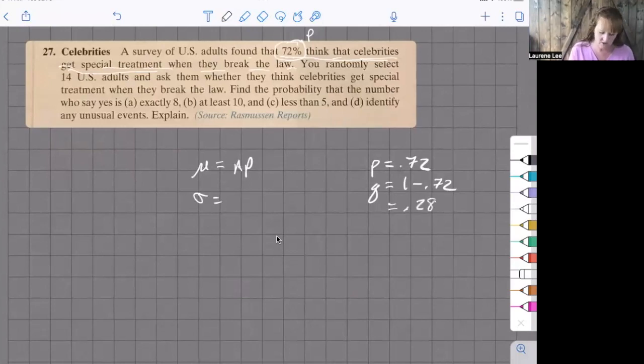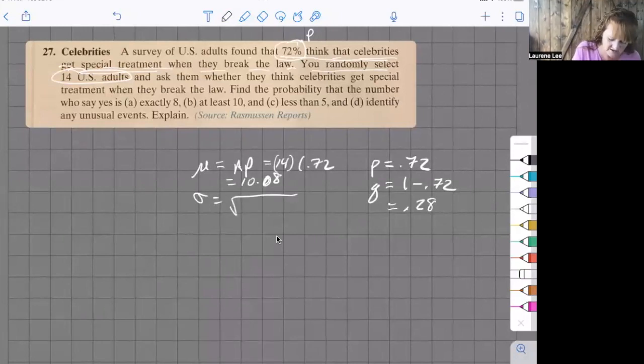Okay. So the mean is going to be NP. So that's going to be, you randomly select 14 adults, so this is going to be 14 times 0.72. So this is going to be 10.08. Now for labeling purposes, I'm okay if you kind of round roughly. So if you want to call that 10 instead of 10.08 and not have all the decimals on your picture, that's fine with me.